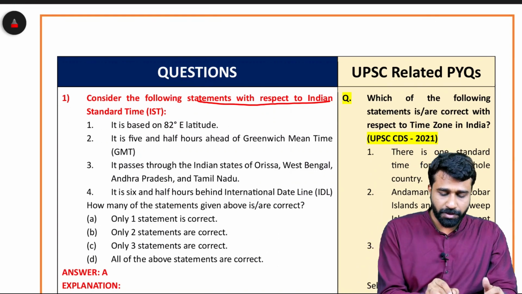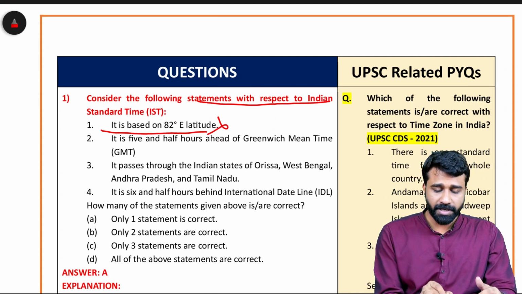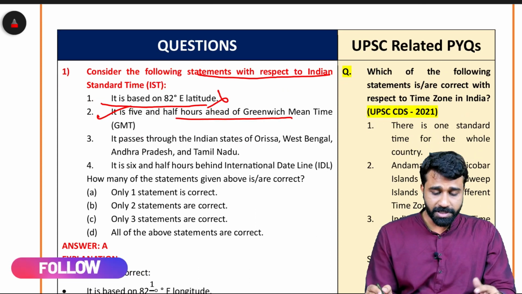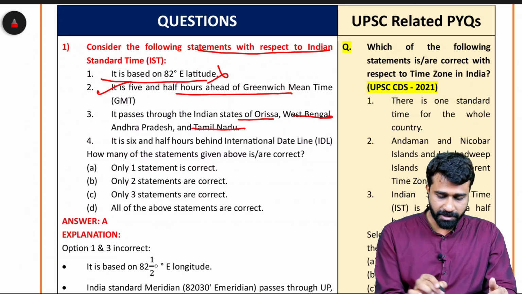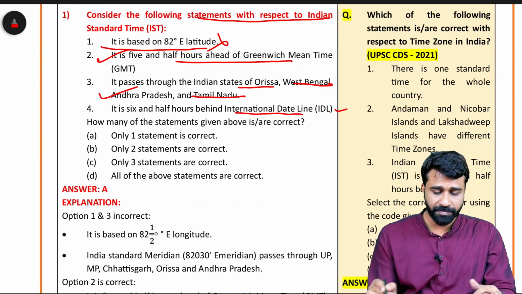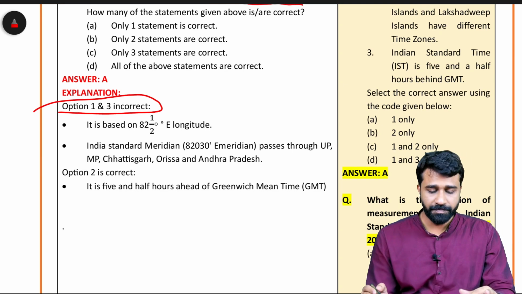It is based on 82 degrees east latitude, which is wrong, and it is 5.5 hours ahead of Greenwich Mean Time. This is true. It passes through the Indian states of Orissa, West Bengal. This is wrong, and Tamil Nadu is also wrong, and Andhra Pradesh is right. It is 6.5 hours behind the international dateline. Fine. So the first and third statements are incorrect.